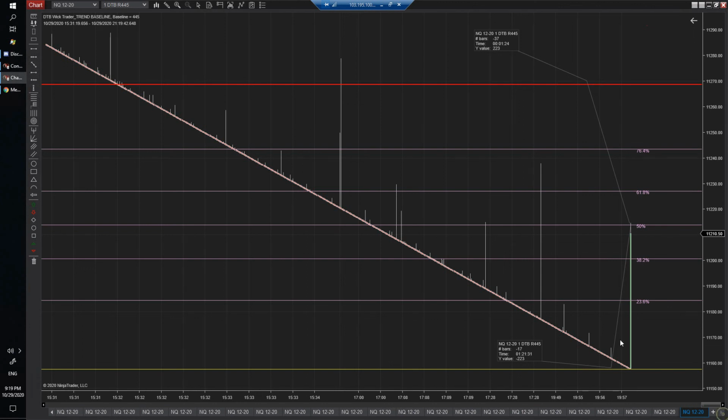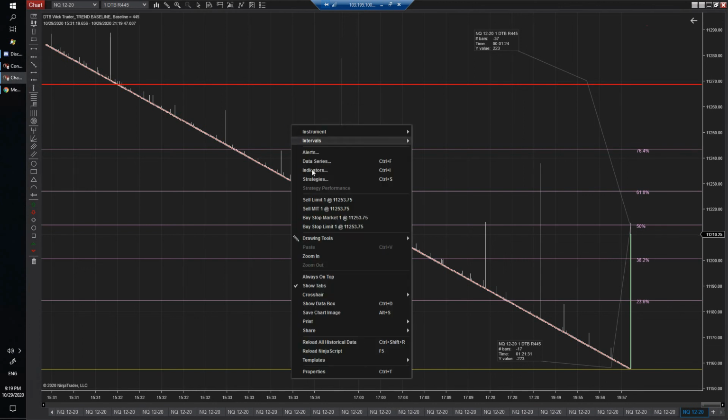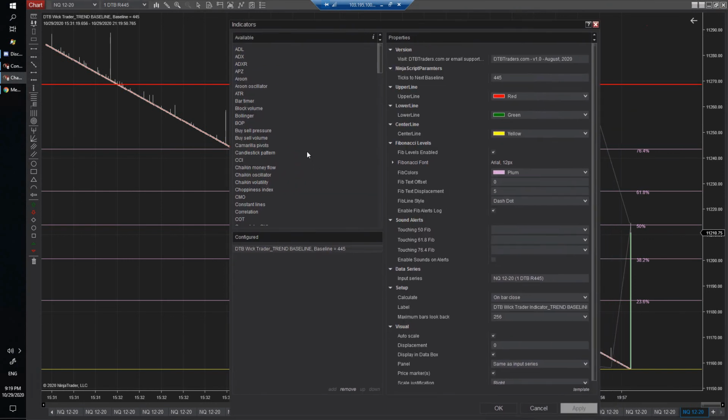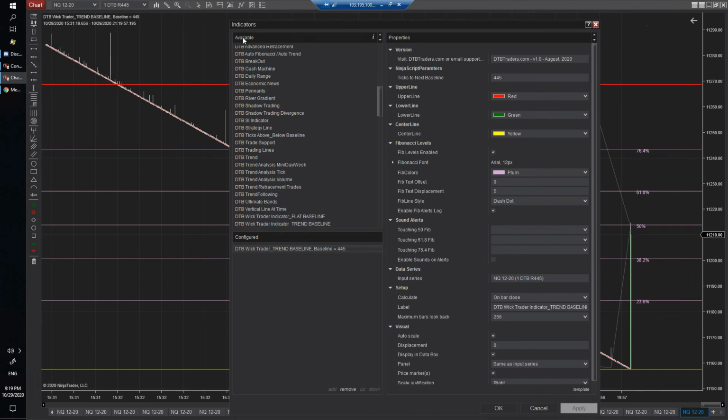Alright, so that's the end of the introduction for the indicators. I did cover them in alphabetical order, as that is how they are listed in the available indicators list. Great, so hopefully that was helpful just to get a brief overview of the indicators and to know what you are expecting from them.